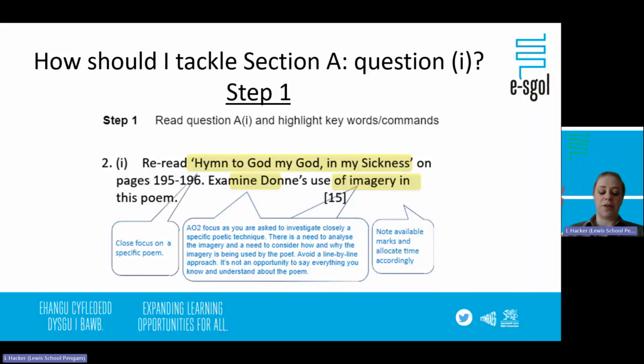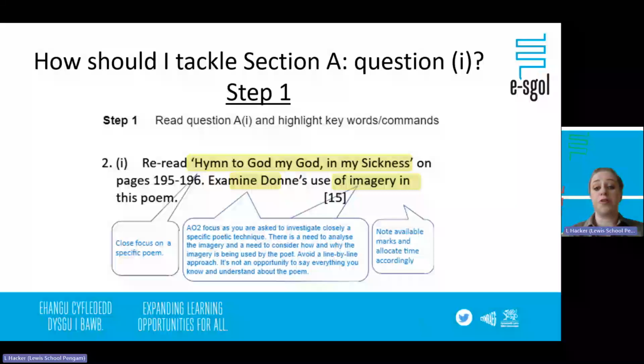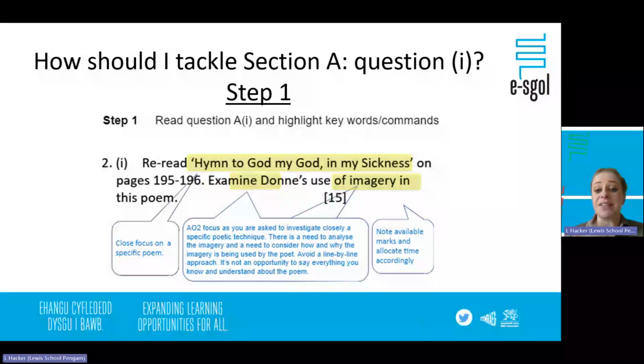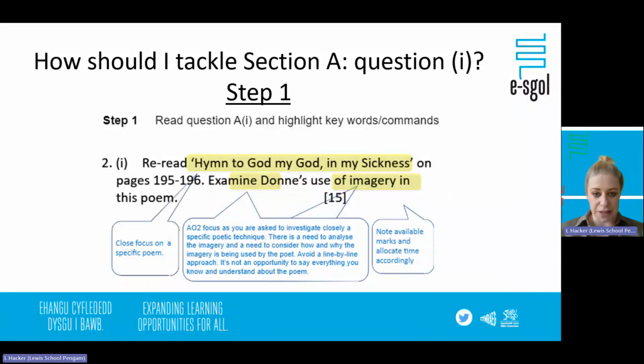Okay, so we've got some annotations here. So first of all then we've got the focus on a specific poem. So that's the first thing you're going to want to highlight, is which poem or extract is being named. Okay, then you're going to be asked to focus closely on a specific technique, and that's the second thing that you need to be highlighting. Okay, and that technique is Donne's use of imagery in the poem.